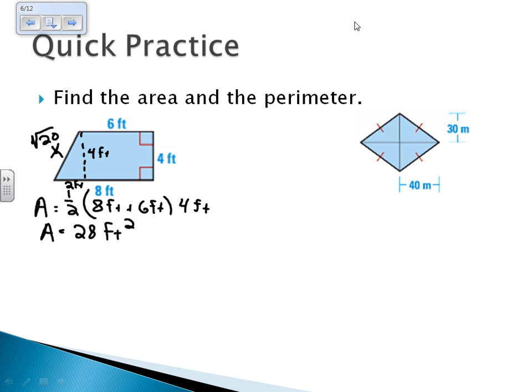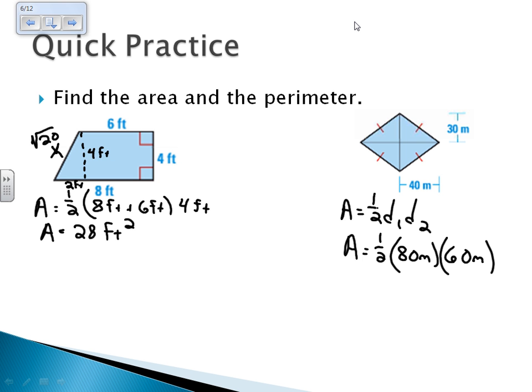Second one, what's the area for this shape? What shape is it first? Rhombus. What's this area formula? Half what? D1, D2? So the area is equal to half. What is D1? Doesn't matter which one you choose. Not 40, though. 80. Why is it 80? Yeah, because 40 is only half of it. It's got to be the entire line. So it's 1/2 of 80 meters times 60 meters.